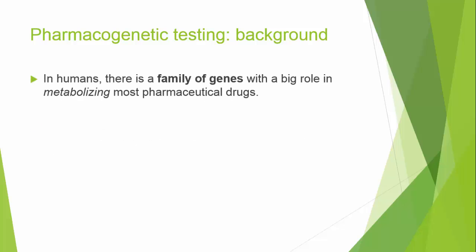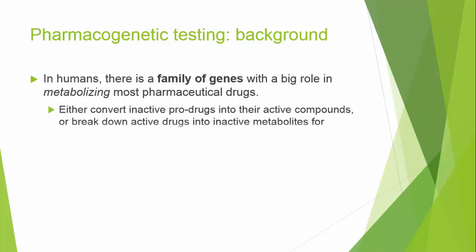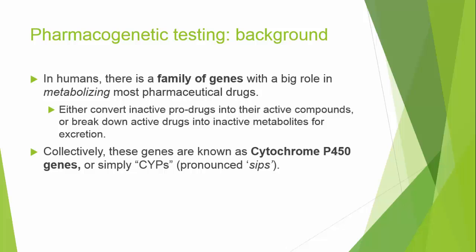In humans as well as in other mammals, there is a family of genes that plays a really big role in metabolizing pharmaceutical drugs. And actually not just pharmaceutical drugs, but really any xenobiotic. The products of these genes either convert inactive prodrugs into their active compounds, or they break down the active drugs into their inactive metabolites. Generally, it's the former. Collectively, these genes are known as cytochrome P450 genes, or simply CYPs.